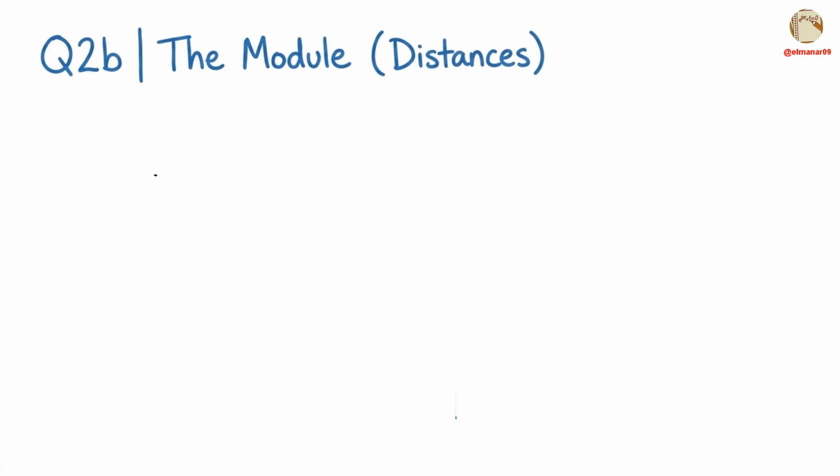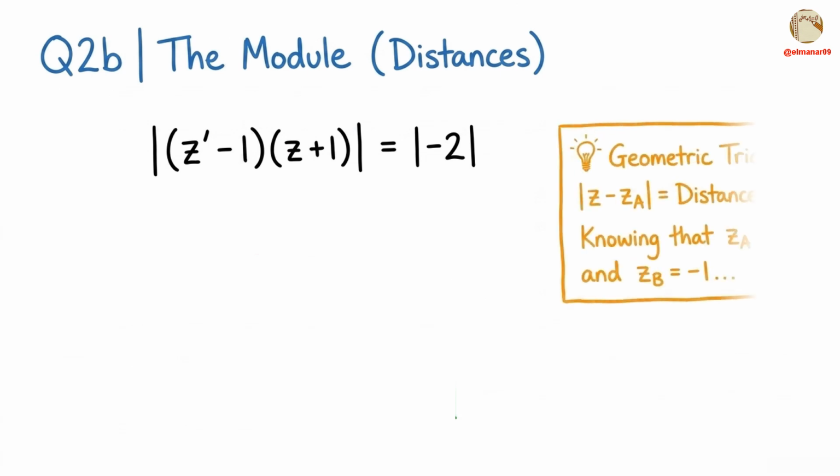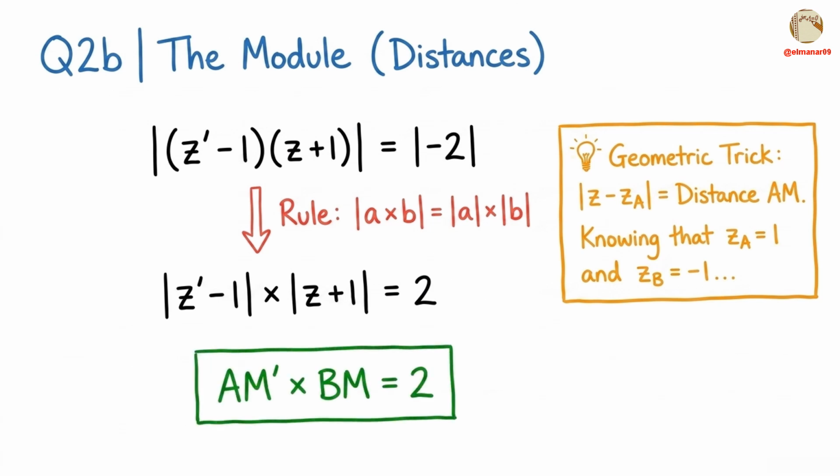Let's translate that algebra into distances. Taking the modulus of our proven identity gives us the product of two lengths equal to 2. Using our geometric trick, where the modulus of a difference is the distance between points, this reveals a beautiful truth. The distance from A to the image M prime multiplied by the distance from B to the original M is always a constant 2. AM' times BM equals 2 every single time.